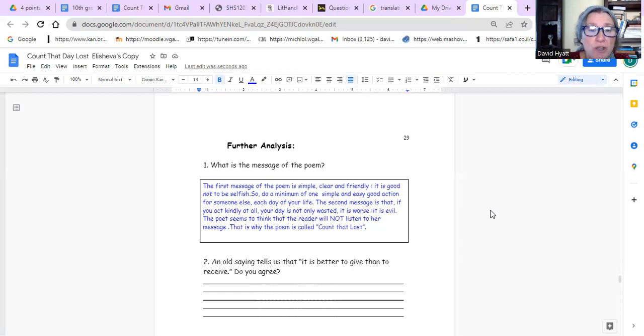It is good not to be selfish. So, do a minimum of one simple and easy good action for someone else each day of your life.